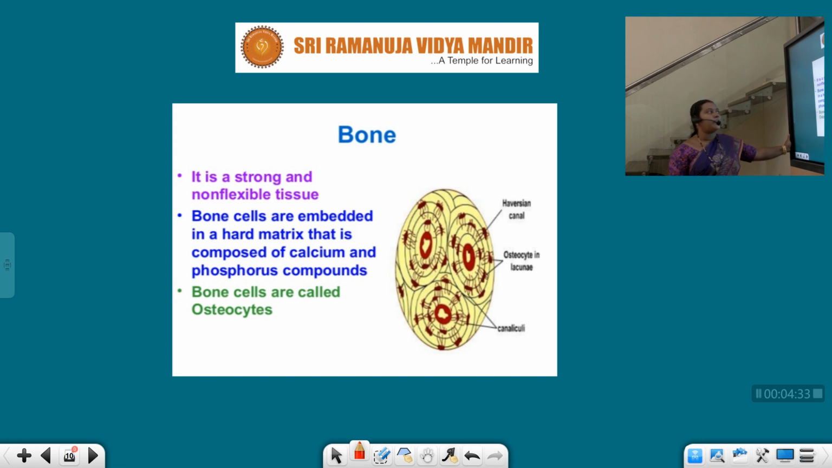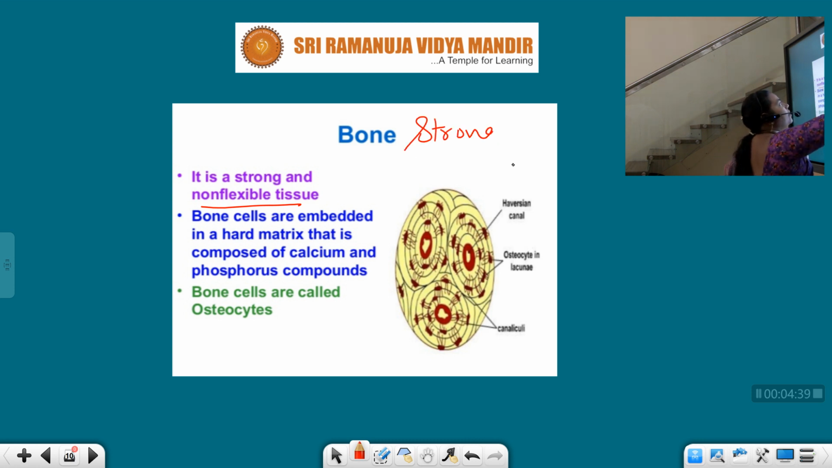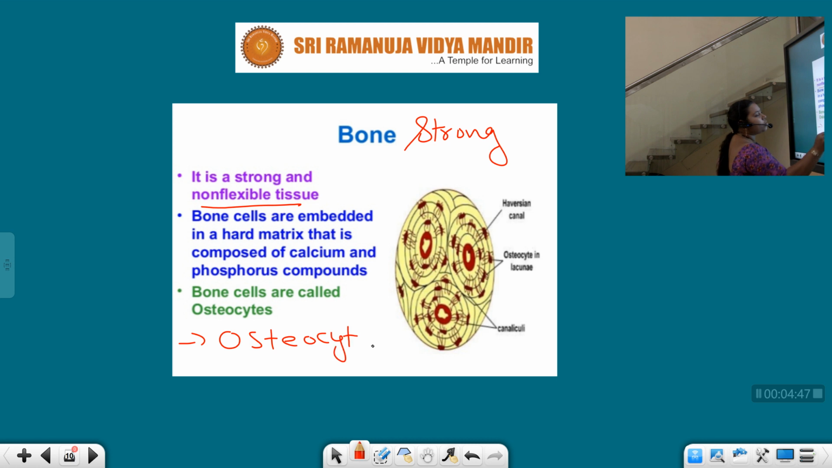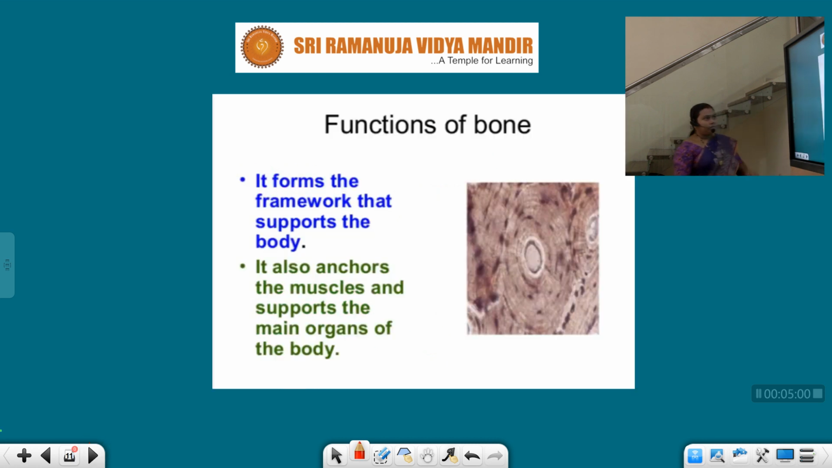And bone is another kind of connective tissue. It is a strong and non-flexible tissue. The cells present in the bone are called osteocytes. Bone cells are embedded in the hard matrix, which is composed of calcium and phosphorus. Functions of the bone: it forms the framework that supports the whole body. It also anchors the muscles and supports the main organs of the body.